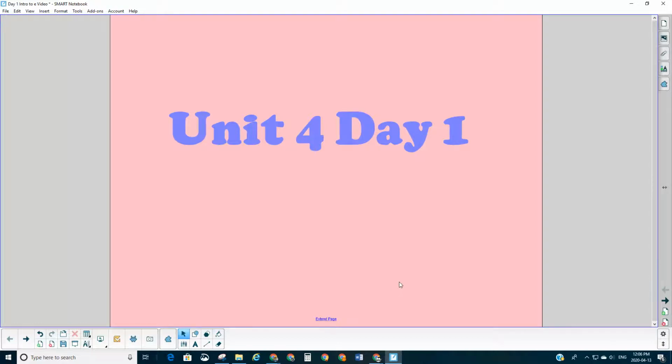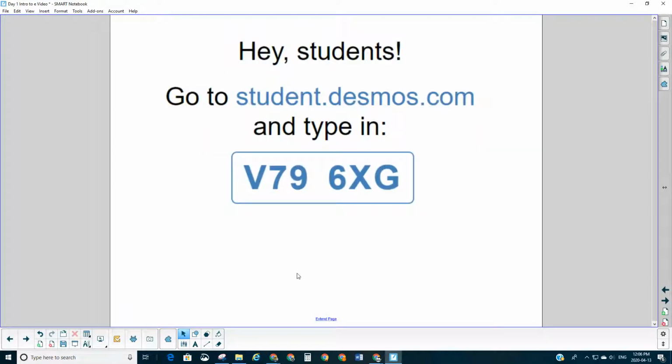Okay, so we're starting a new unit today. This is Unit 4, Day 1. Hopefully you appreciate my attempt at some pastel colors for Easter. And we're actually going to start the day with a Desmos Activity.